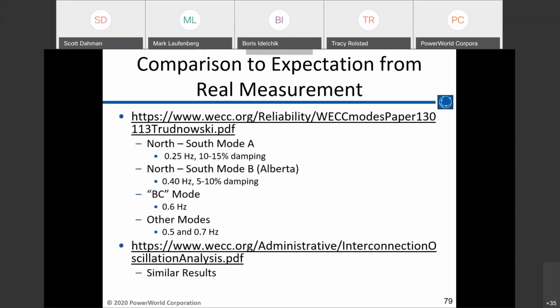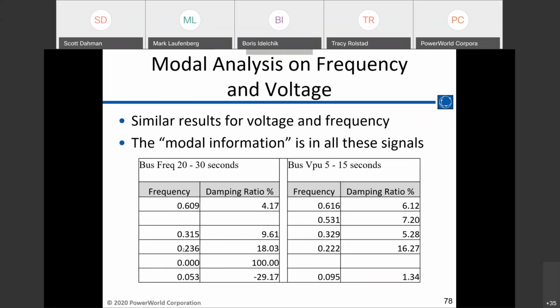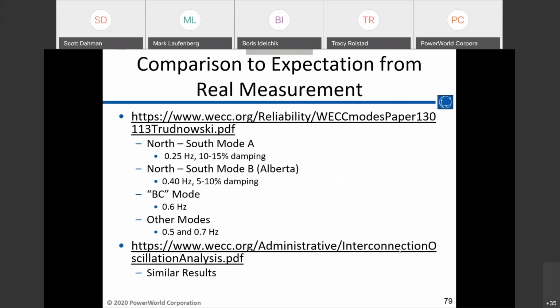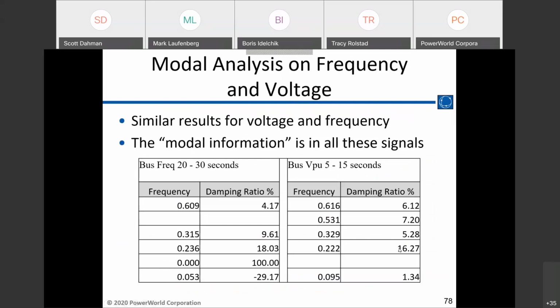And go read some papers. There are papers on the WECC website that have done modal analysis on PMU data. It's not even simulation. They talk about a 0.25 hertz mode. That's the north to south mode. That's right here, this 0.22. It says the damping is between 10 and 15%, so it's close.